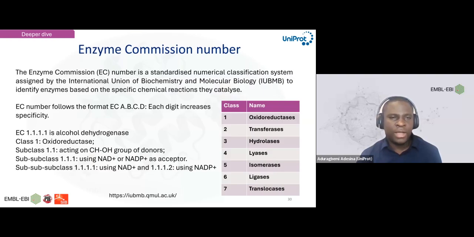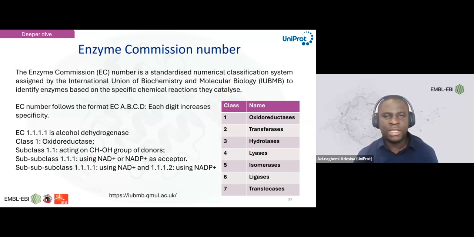So just to talk a little bit about an enzyme commission number. The EC number is a standardized numerical classification system assigned by the International Union of Biochemistry and Molecular Biology to identify enzymes based on the specific chemical reactions they catalyze.